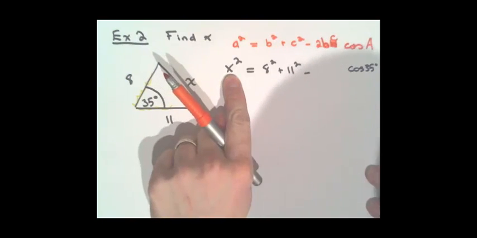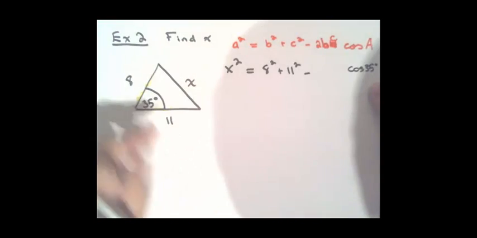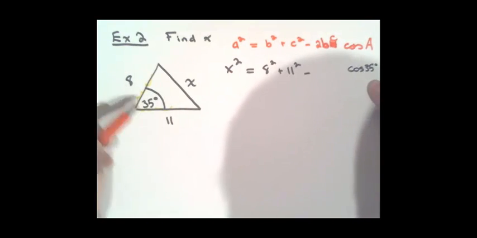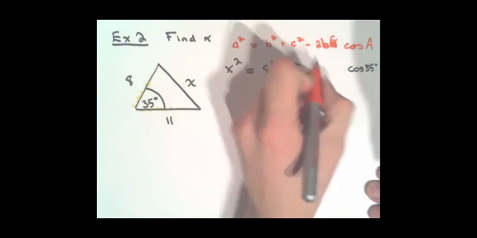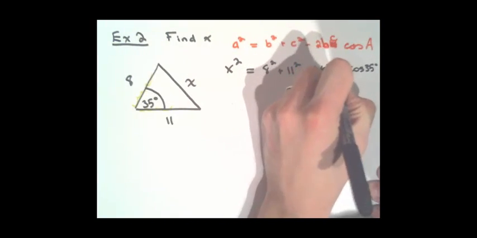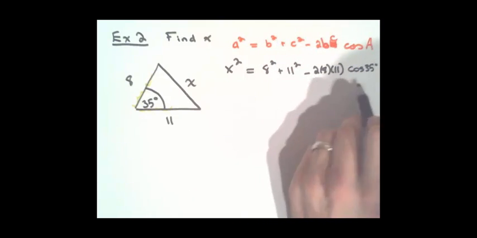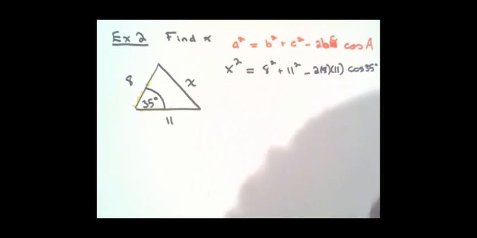Okay. If you're out to find x squared, you need to find the cosine of its angle, and then the other two sides have to go in correctly. So 8 squared and 11 squared, the first thing you do to them, then you have to do 2 times 8 times 11, okay, and that multiplies cosine 35. Okay, so it's really important to see that pattern.